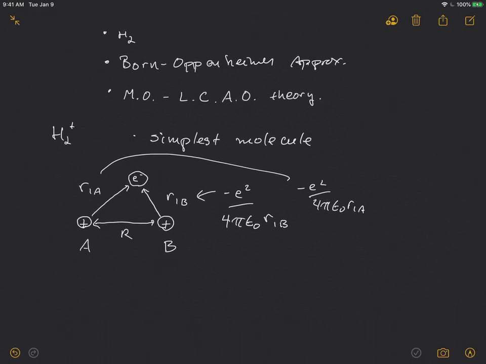In addition, there's going to be this electrostatic repulsion between the two nuclei. We can't ignore that, right? We have to count all of the forces in our system. And so there's going to be an internuclear repulsion, and it's going to have a form e squared over 4 pi epsilon naught big R, where big R is the distance between those two nuclei. So we have an attractive interaction between the electron and nucleus A. We have an attractive interaction between the electron and nucleus B, and we have a repulsive interaction between nucleus A and nucleus B.